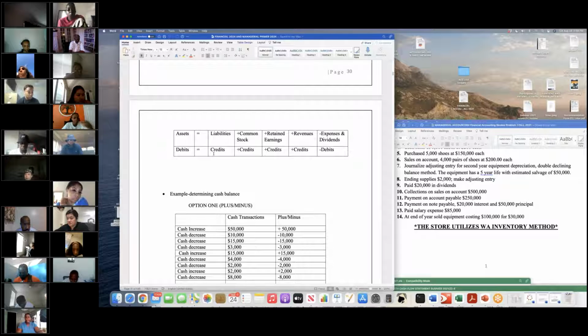When we look at our accounts, assets are typically going to have debit balances, liabilities, credits, common stock, credit. Retained earnings, if the company is doing well, it's a credit. If it's not doing well, it will be a debit. Revenues are credit, expenses and dividends, debits.